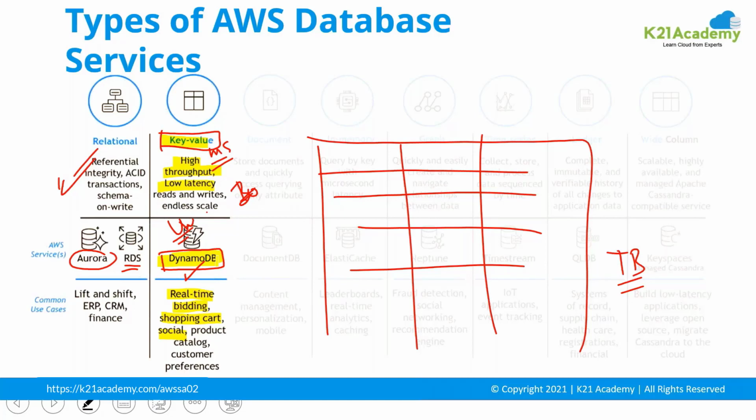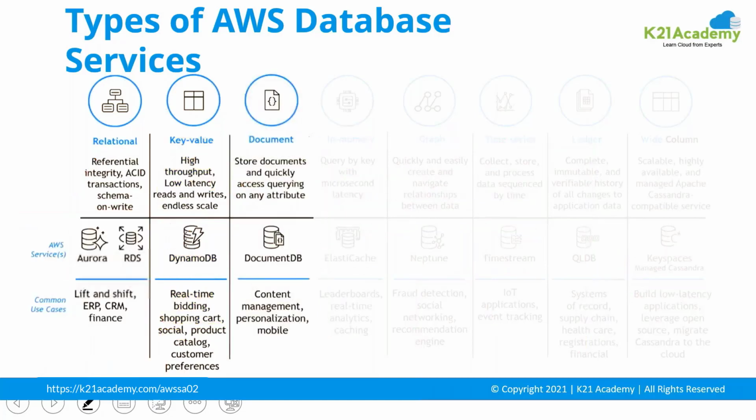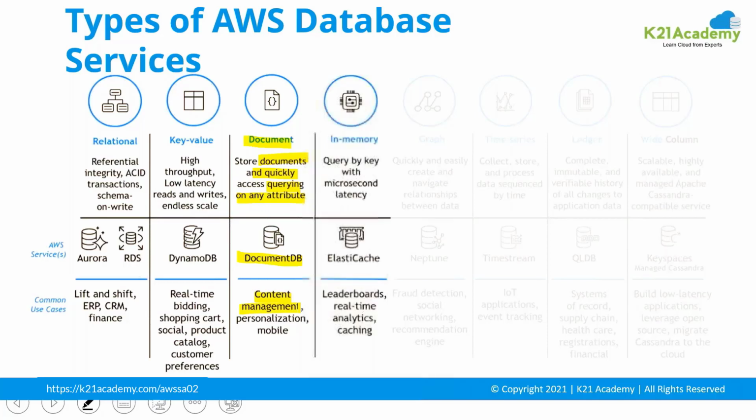Okay, the third kind of service that Amazon offers you is the DocumentDB. So suppose you want to store documents and access them quickly by querying a certain attribute of that particular database. So if you want to create a database of documents, then you need a DocumentDB service by Amazon. It is basically used for the content management functions. So this is another service that is offered by Amazon.